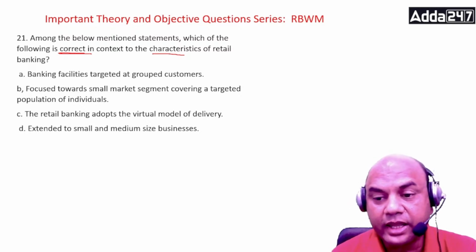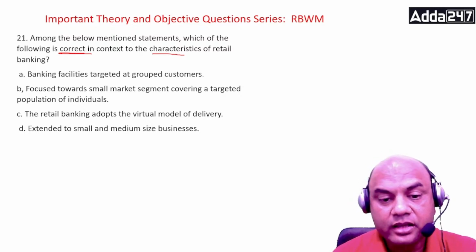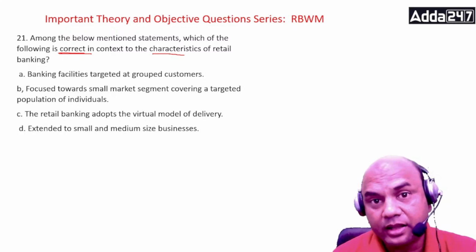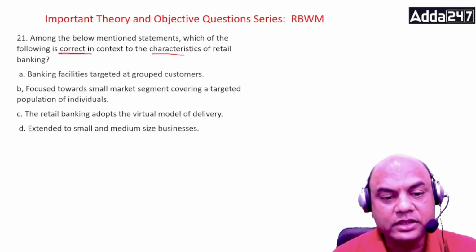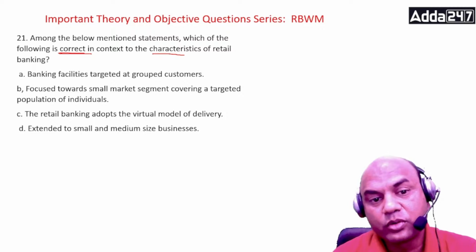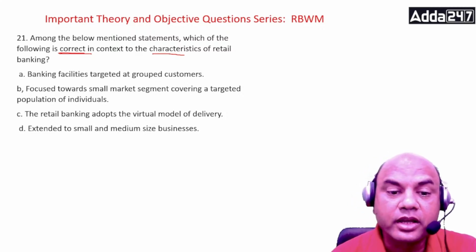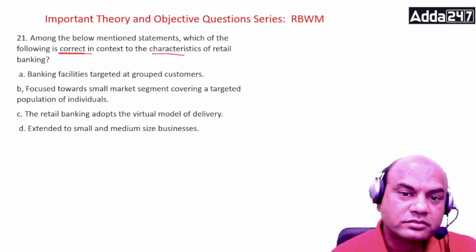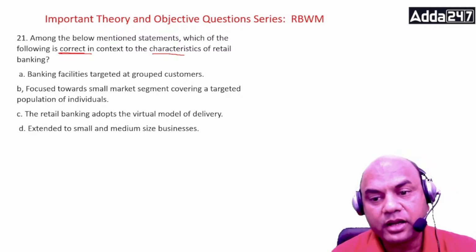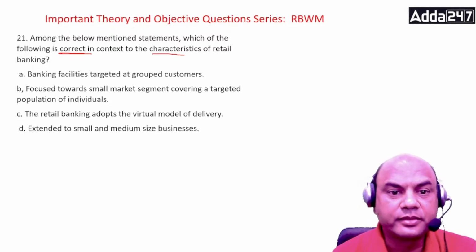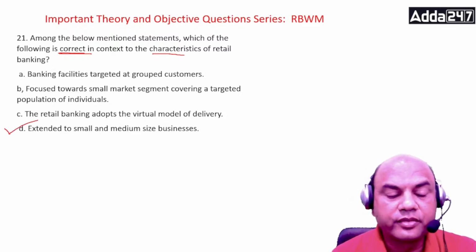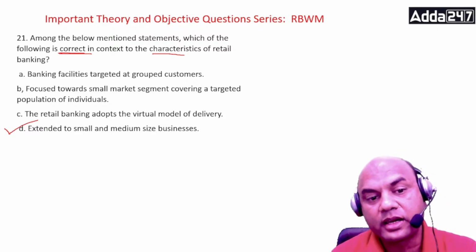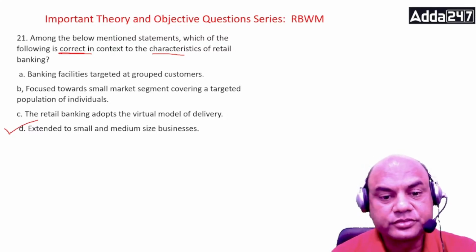What can be the answers here? A and C, A and D, they are all in a problem. A and D, that is the real issue. The remaining two you already know are not correct, but A and D. The only problem is A and D. So which one is correct among A and D? Think about it. The correct answer is D over here. A is also not correct. Targeted at grouped customers, A is also not correct.